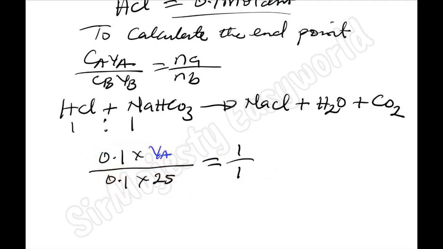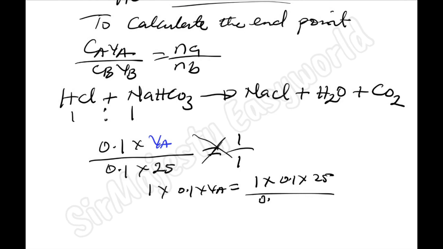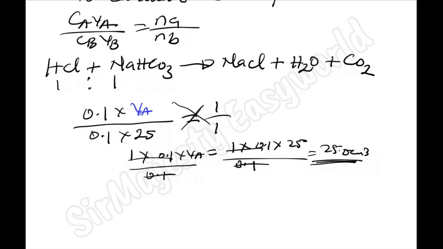But all the same, if you don't get the logic, we can still do the normal cross multiplication. Therefore, 1 times 0.1 times Va is equal to 1 times 0.1 times 25, such that Va, dividing both sides by 0.1 of course, remains. So the answer is 25.0 cm³. This is the theoretically accurate endpoint, but for exam purposes, it doesn't really matter.